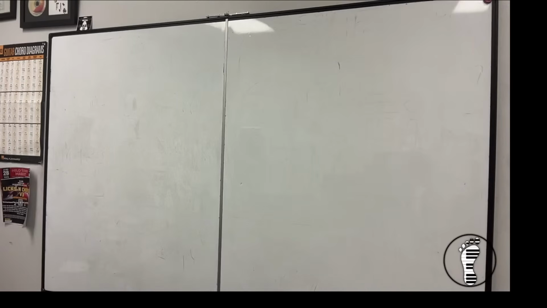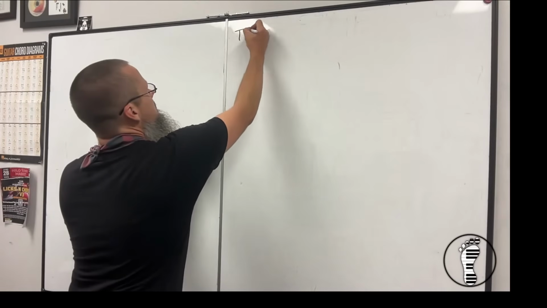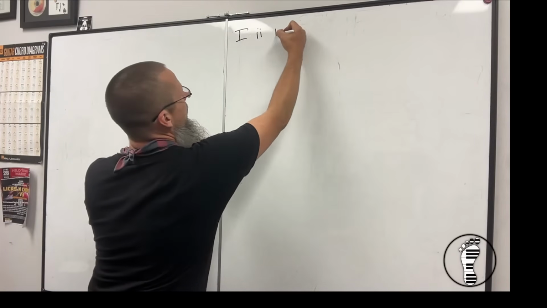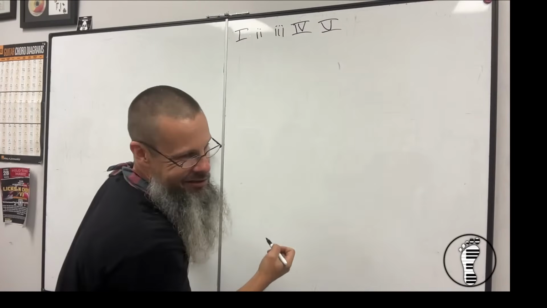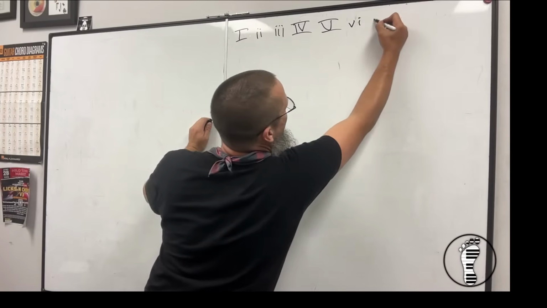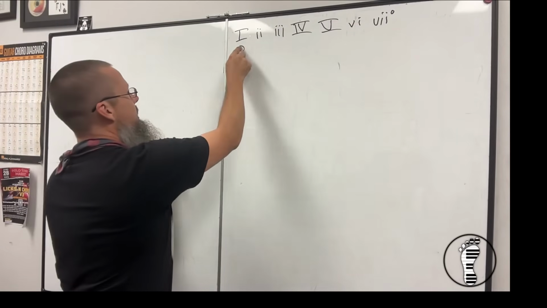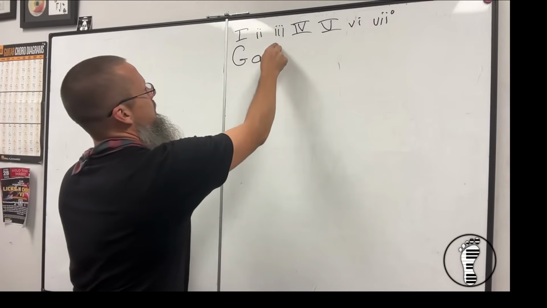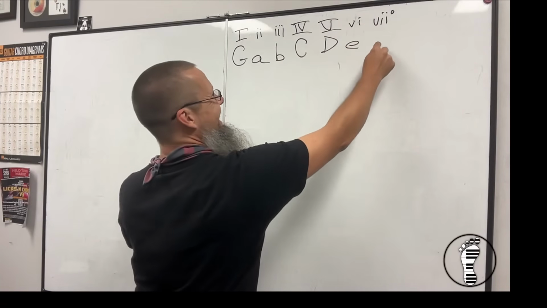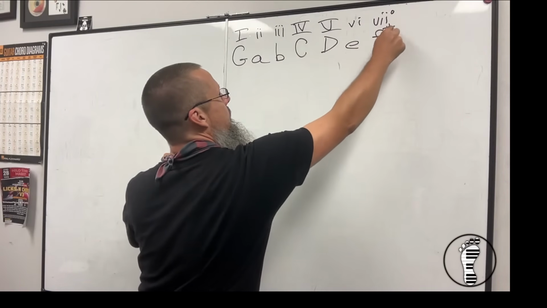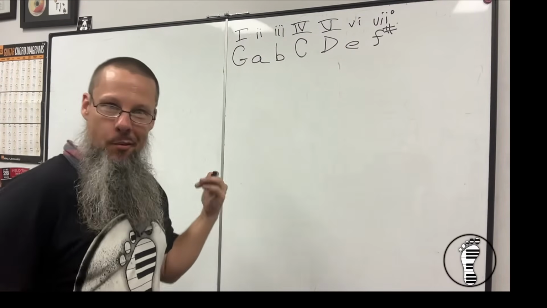The key of G major has a 1, a 2, a 3, a 4, a 5, a 6, a 7. As mentioned, we've got a G, an A, B, a C, a D, an E, and then an F sharp diminished.